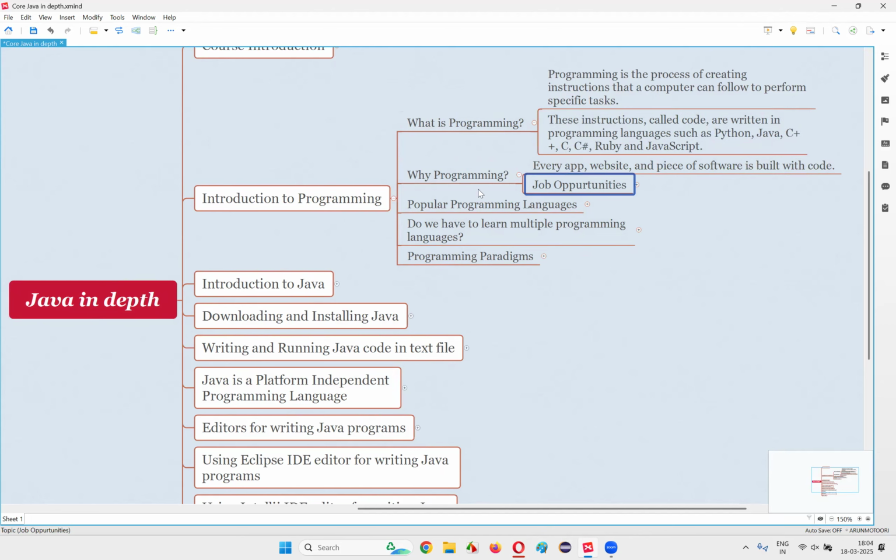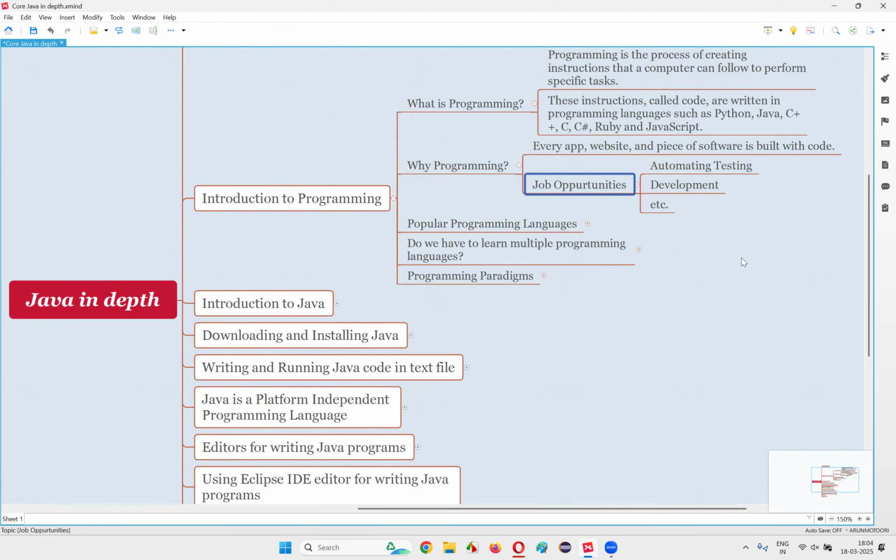What is the other need of programming? Why programming? To build software, that is one answer. What is the other need? Job opportunities. Why do people learn programming, guys? To build software, and also for job opportunities. So if you want to get into automation testing as a software tester, or if you want to get into development, by learning some programming language, here also a programming language is required.